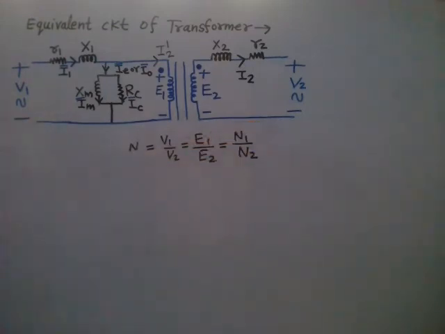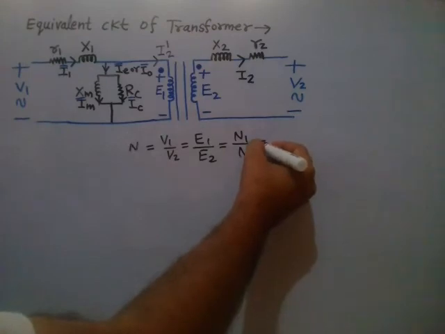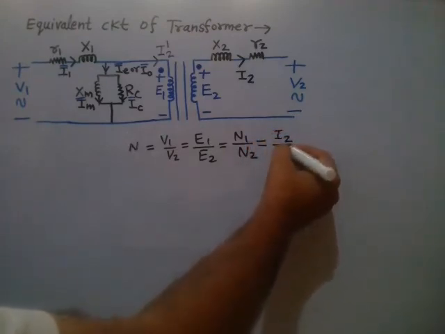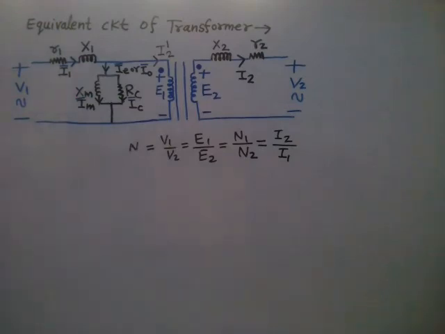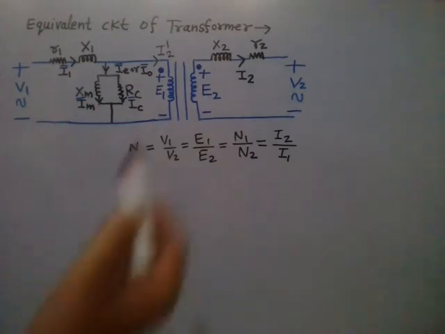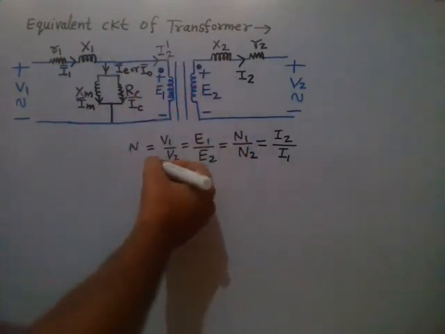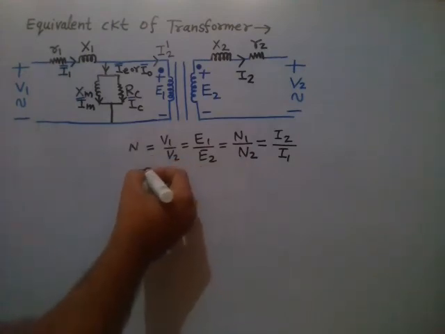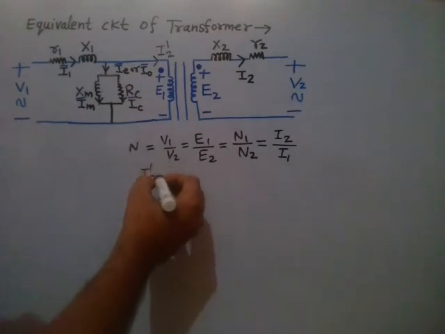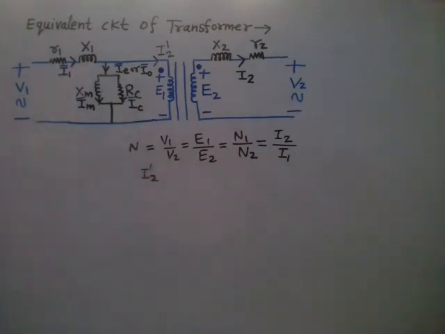So N1 by N2 is known as turn ratio or transformation ratio, and that is equal to I2 by I1. Current I2 is the secondary side current, I1 is the primary side current, right? That's how we can refer the secondary side quantity to the primary side. So if I say I2 dash, that is basically the secondary side current referred to the primary side.